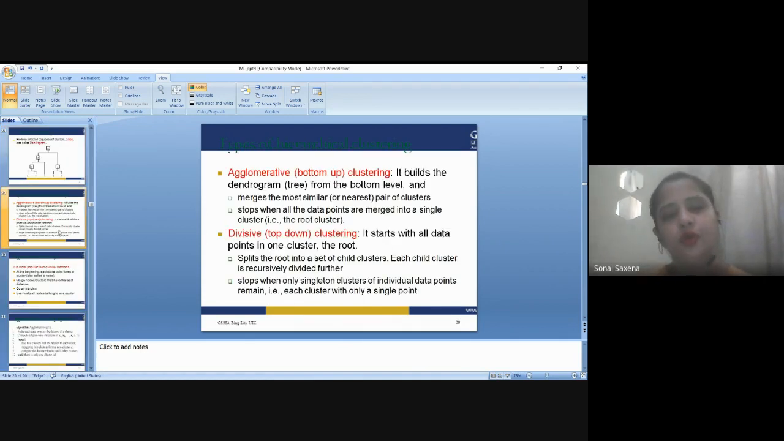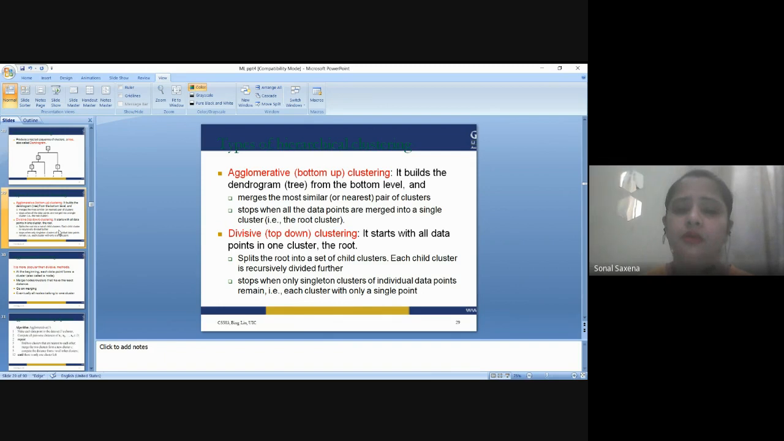Let us first see what the types of hierarchical clustering are. The first type is agglomerative, that means bottom-up clustering. Even when we studied trees, trees can be designed in both ways. The bottom-up approach always begins from the leaf node, the terminal node, towards the root node. And if you want to design your tree in a top-down manner, then you always begin from the root node and keep branching until you reach the terminal node. So these are the two types.